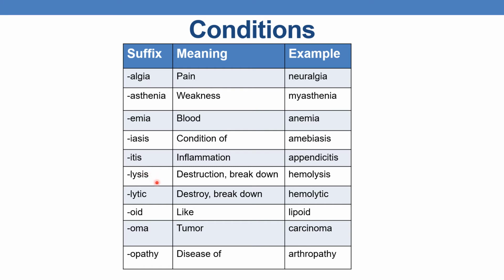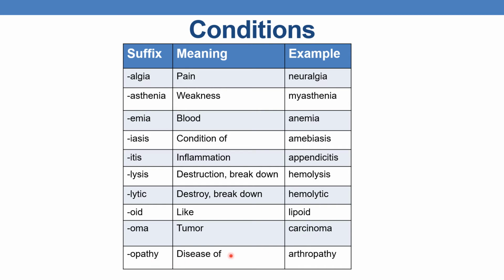Next is lysis. Lysis means destruction or breakdown. Example, hemolysis. Lytic is the next suffix. Lysis or lytic both indicate destroy or breakdown. Hemolysis and hemolytic. Oid means like. Lipoid. Oma means tumor. Example, carcinoma, adenoma, etc.